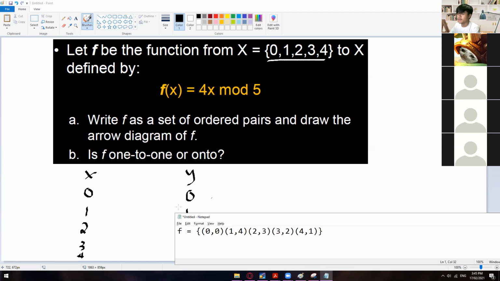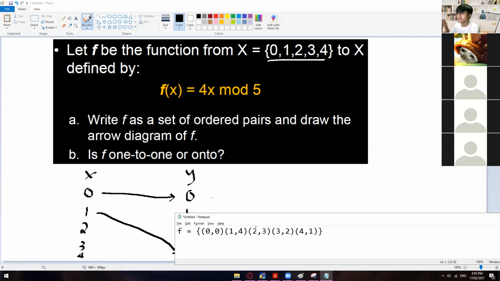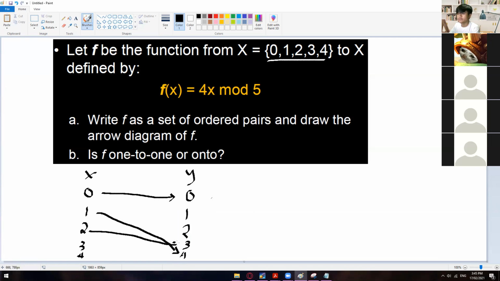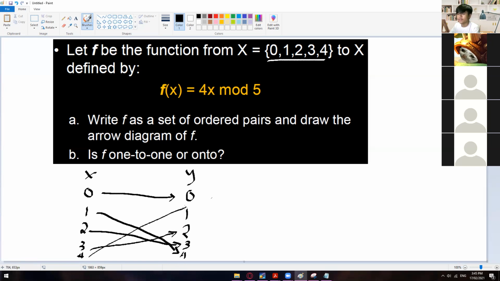So first we have 0, 0. And then we have 1, 4. Then we have 2, 3. Then we have 3, 2. And then we have 4, 1. So this is now your arrow diagram for this function.